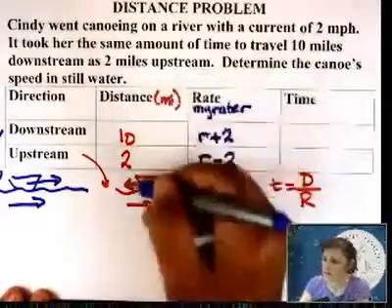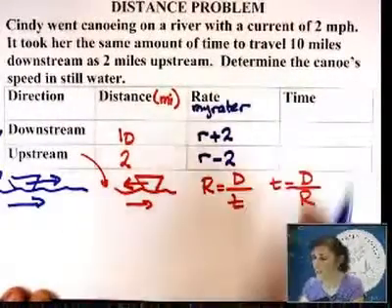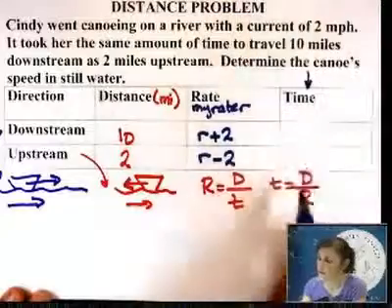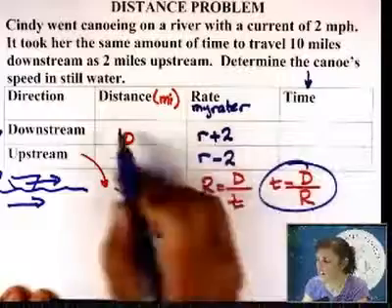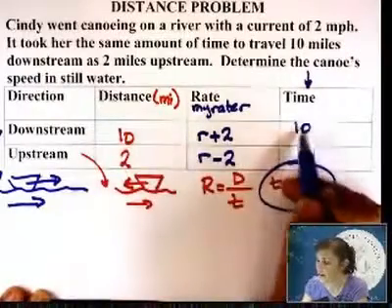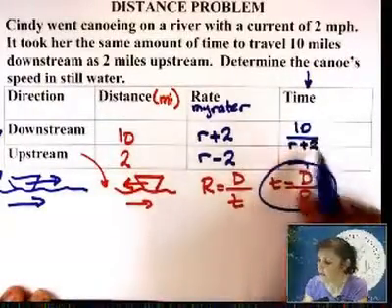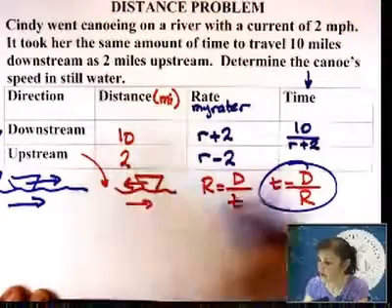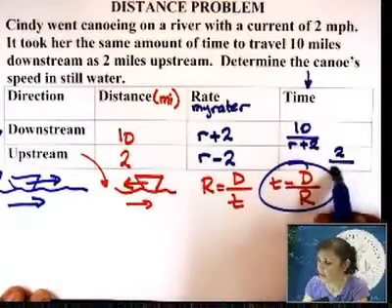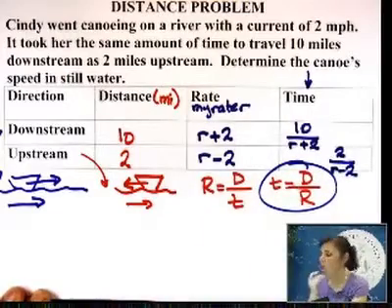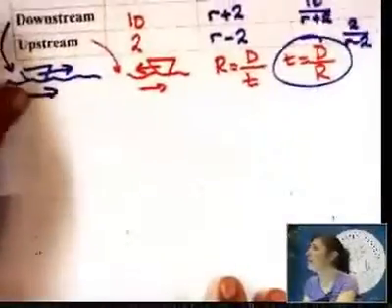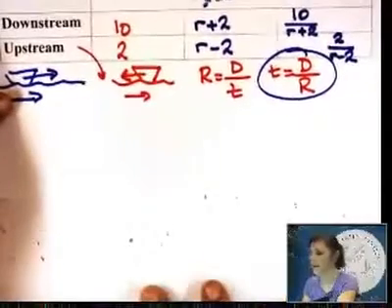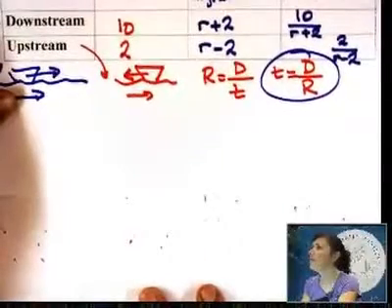Once I figure out distance and rate, the time column is going to be this formula, distance over rate. What do I have as distance over rate? 10 over R plus 2. And distance over rate, 2 over R minus 2. Now the next step is to put all this together. So let me do it in such a way that you can actually see the table, and then we can do the problem.